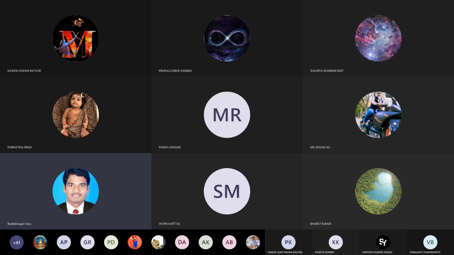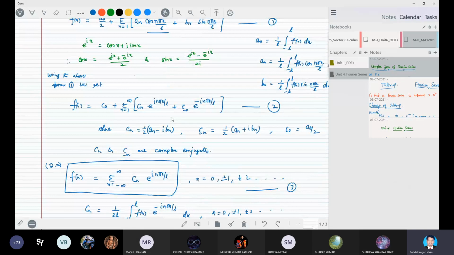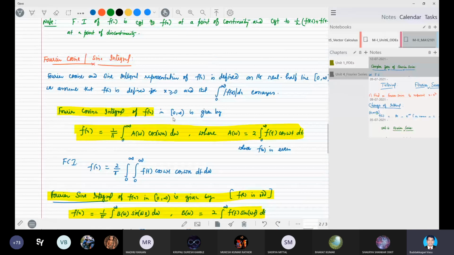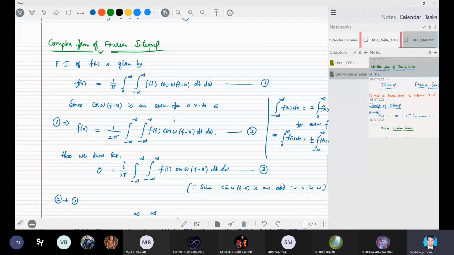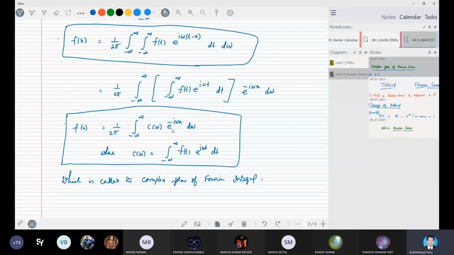Let me show you the copy. See there, complex form of Fourier series, Fourier integral, sine, cosine integral, complex form of Fourier integral. Right? 1 by 2 pi integral minus infinity to infinity c omega e power minus I omega x d omega, where c omega is equal to this. Right?